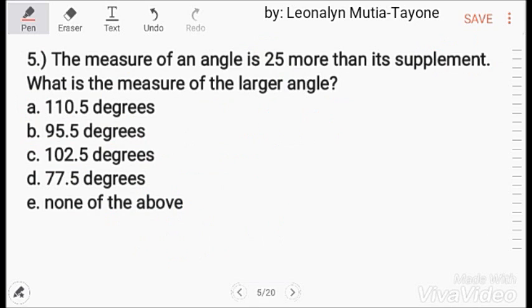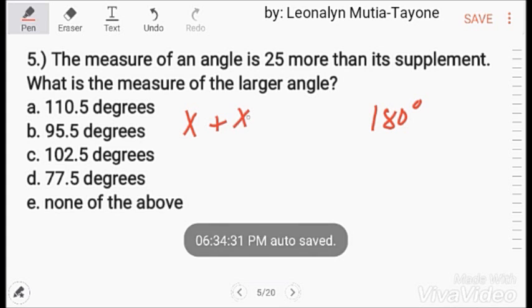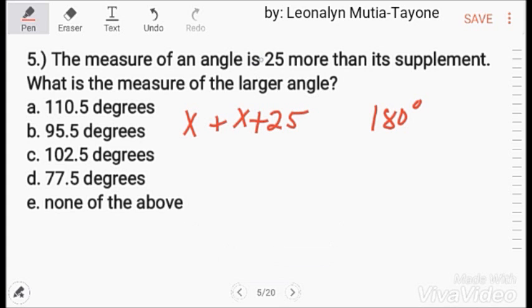Number 5. The measure of an angle is 25 more than its supplement. What is the measure of the larger angle? Supplementary angles are two angles with a sum of 180 degrees. So, let x be the other angle plus yung x plus 25 kasi lamang daw siya ng 25 yung isa, equals 180. So 2x plus 25 equals 180.